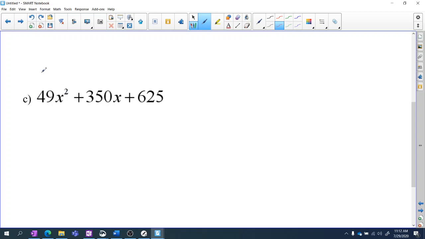Well, 49x squared, 7x, 625 is 25. 7 multiplied by 25 is 175. And if I double 175, I do get 350. We're in business. It is a perfect square trinomial. Square root of the first, sign from the middle, square root of the last one, in brackets squared. Nice and easy as long as you see the pattern.